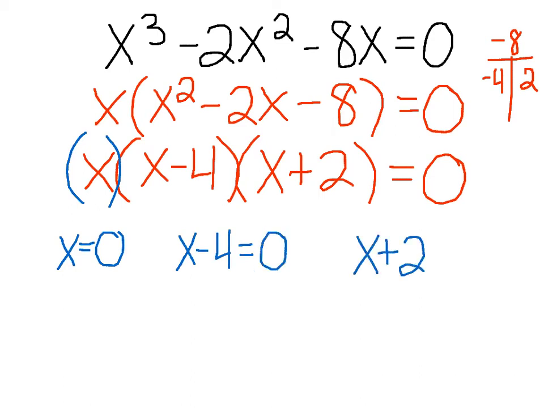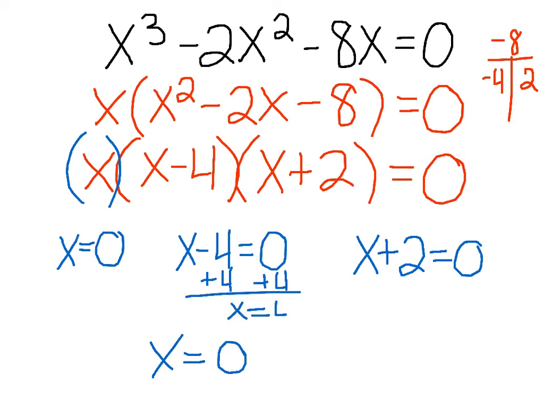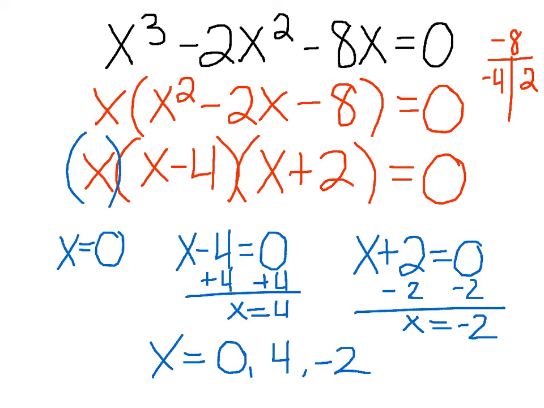x equals 0 is already solved, so we know one of our solutions is going to be 0. Here I'm going to add 4 and get x equals 4, so that's going to be another solution. And here I'm going to subtract 2 and get x equals negative 2, and that's going to be our final solution. So in this particular problem, we're going to have 3 solutions here: x equals negative 2, 0, and 4.